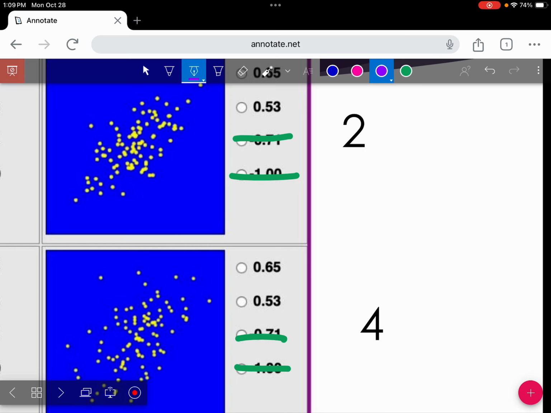What makes it strong? If it's close to 0 or 1? 0 means I got nothing. There's no association. So 0 means there is no connection between these two. So, which is stronger, 0.53 or 0.65? 0.65 is stronger.